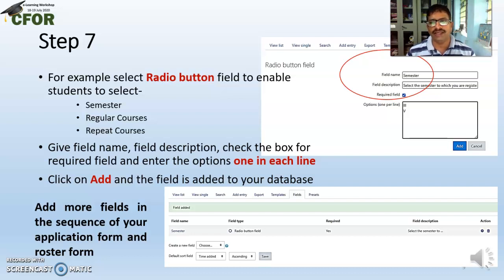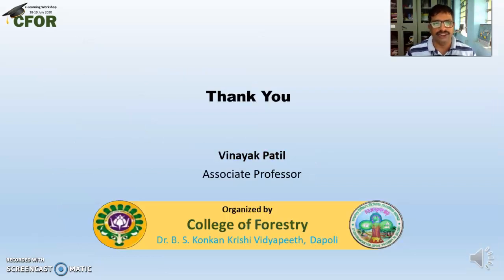Then once you select radio button field, it opens a small dialog box in which you have to specify the field name, field description, and if it is a compulsory field, then you have to check the box after required field. And if you have to give options, then you have to give one option in one line. That is, here in this case, third semester is in line 1, whereas you press enter and then give the second option, that is fifth semester. Then you click on the add button and the field will be added to your database.